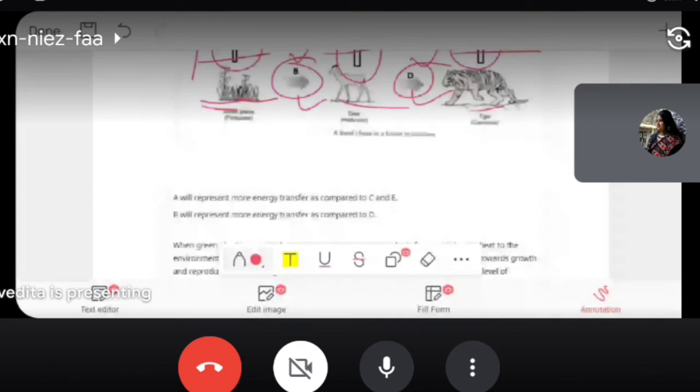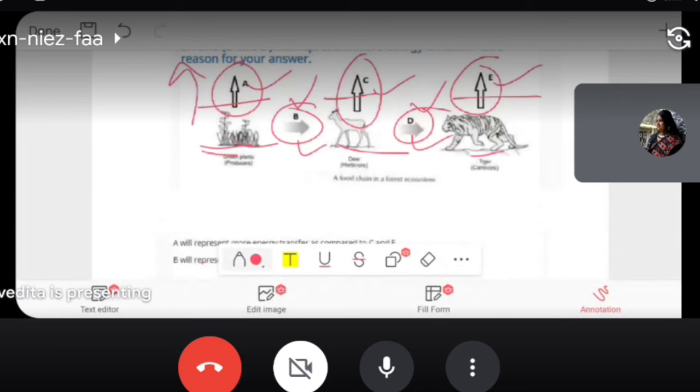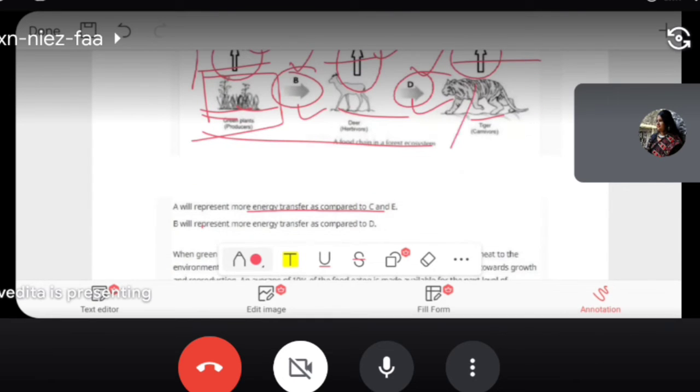Here, A will represent more energy transferred as compared to C and E, because in the case of A, it is a plant. The plant is the producer. They make their own food. That's why they produce more energy than C and E, because those are taking the energy from the plant. So A will represent more energy transfer as compared to C and E. Next question: between the horizontal arrows B and D, which one will transfer more energy? B will represent more energy transfer as compared to D.